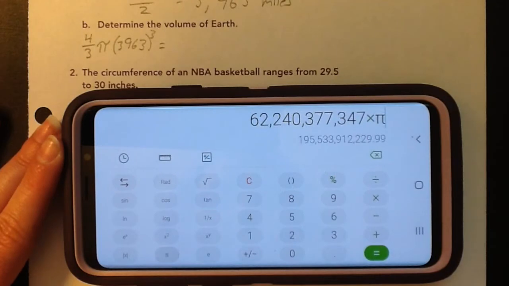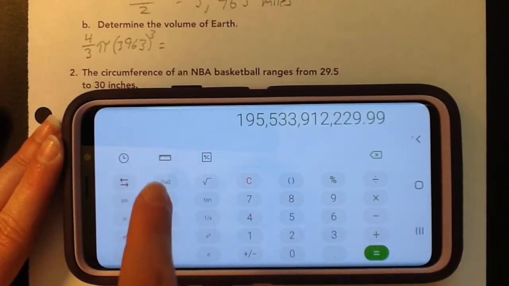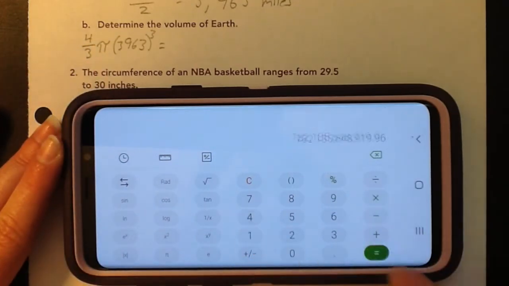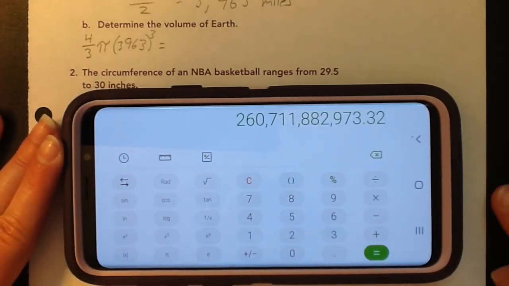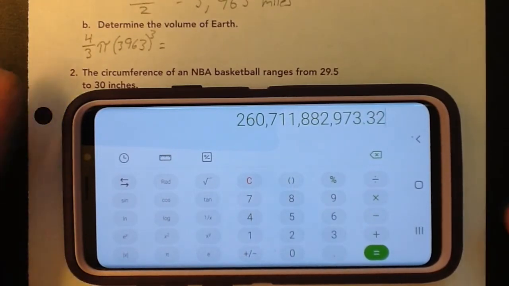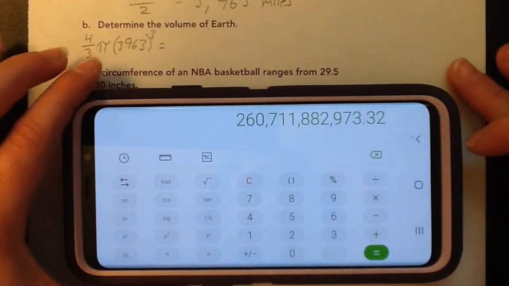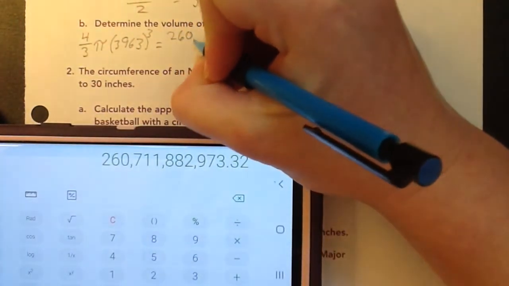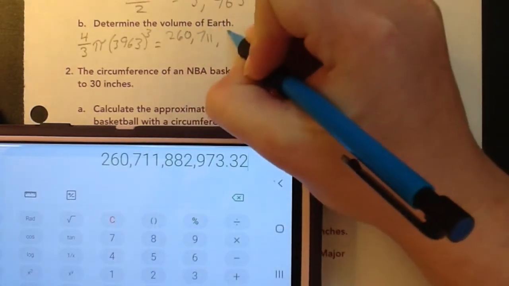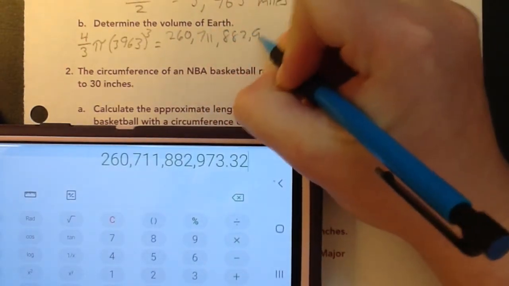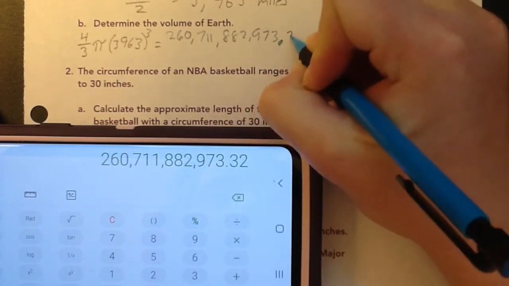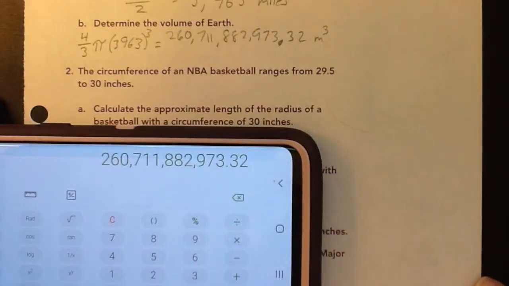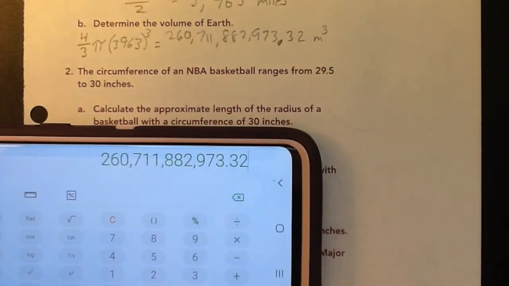Then we can multiply that by pi. Then we can multiply that times 4 and divide it by 3. And you can see why this sort of thing comes after scientific notation. We could write this in scientific notation, or we could leave it as is. So this is 260,711,882,973.32 miles cubed. That is a lot of space, but that makes sense because the Earth is humongous.